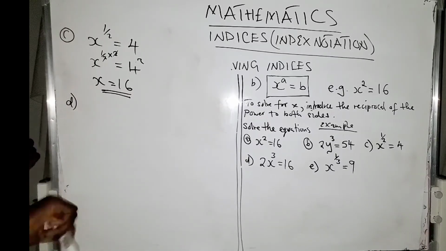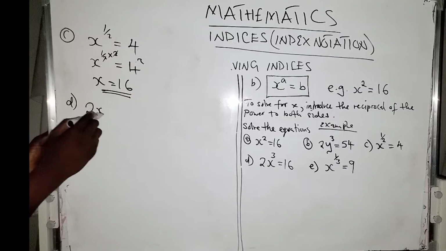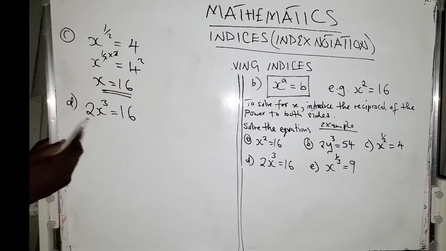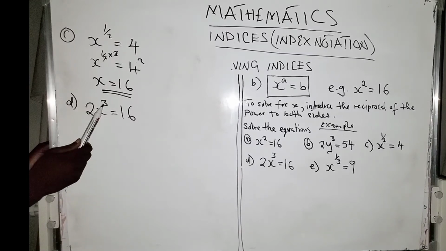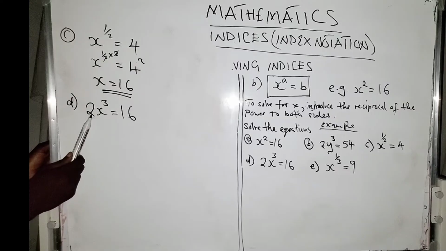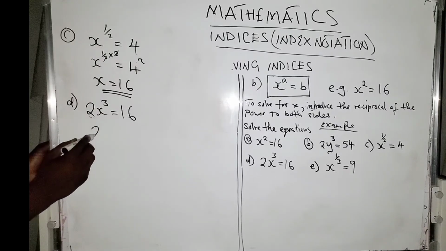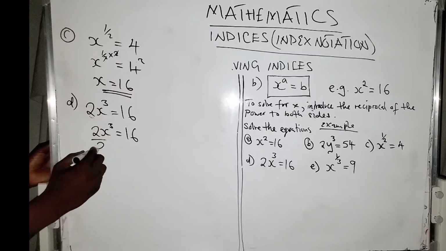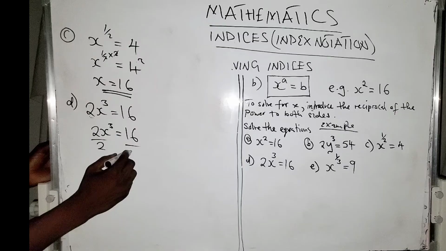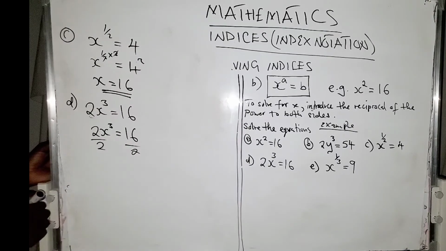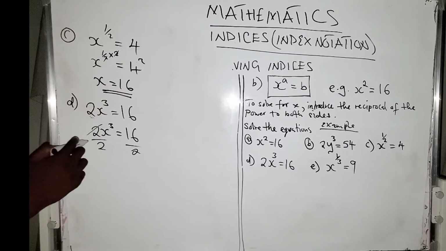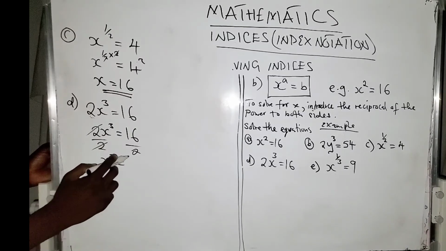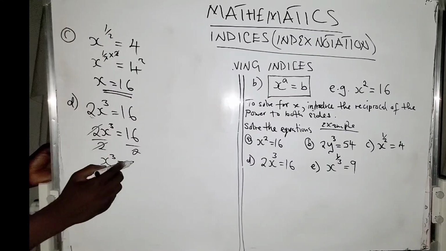Question D is saying we have 2x to the power 3 is equal to 16. Can you go direct and introduce the reciprocal of 3? Because we have a coefficient which is more than 1, right? So first step is to divide both sides by 2. Are we together? So these 2 and these 2 cancel. x to the power 3 is equal to 8.